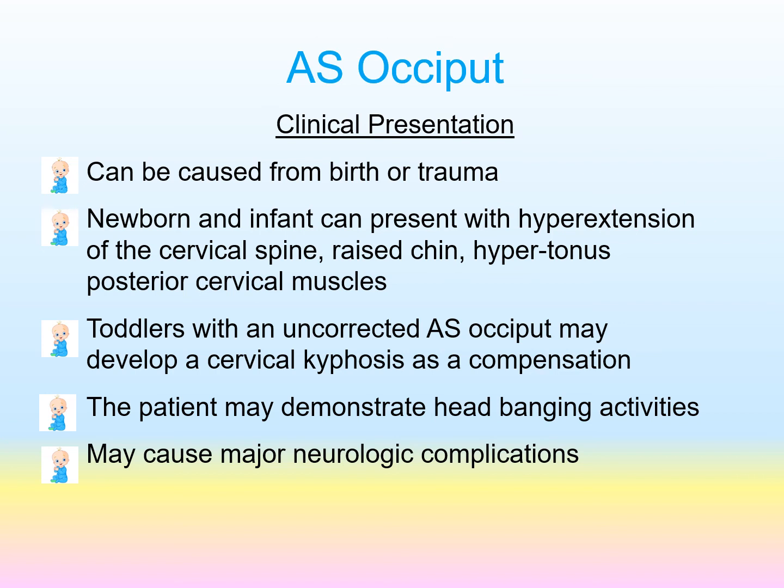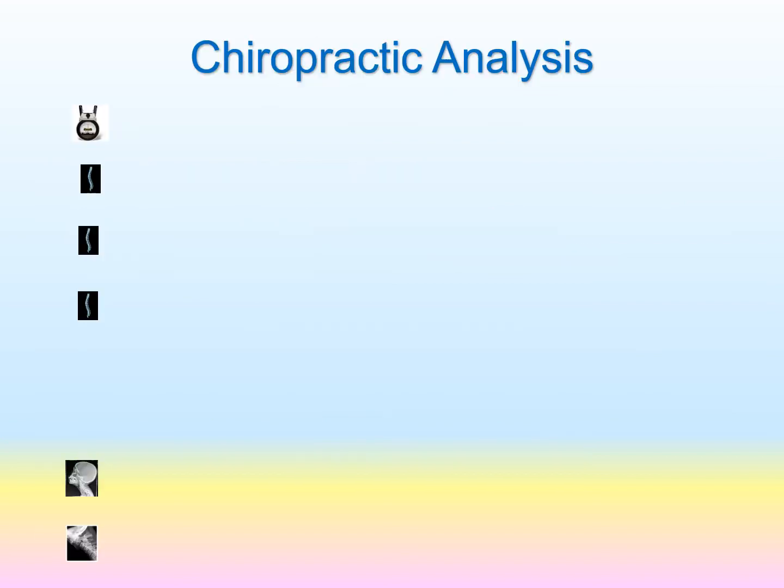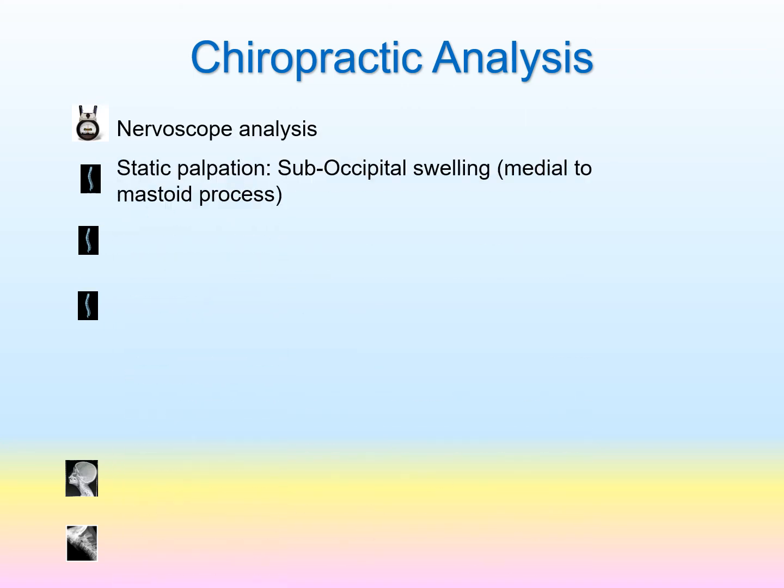If it is not corrected, it can cause major neurological complications with the infant. The chiropractic analysis for the AS occiput uses all of our Gonstead criteria to determine the level of the subluxation and the fixation. We use our nervoscope looking for a break in the upper cervical spine. We will do our static palpation. We're looking for suboccipital swelling, especially medial to the mastoid process.